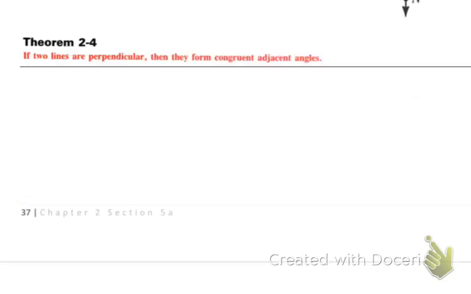All right, that leads us into theorem 2.4. If 2 lines are perpendicular, then they form congruent adjacent angles. Well, that makes sense, because let's draw a quick picture of 2 lines that are perpendicular. We'll call this guy A, B. We'll call this one M. We'll call this one N.